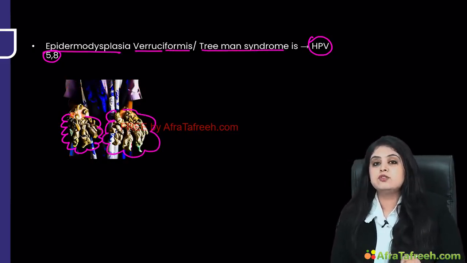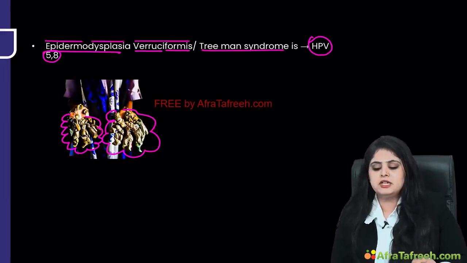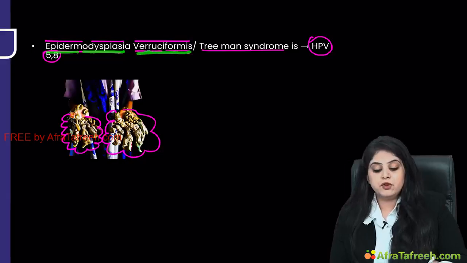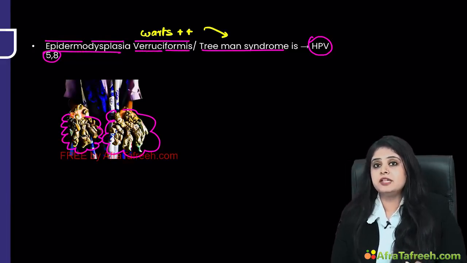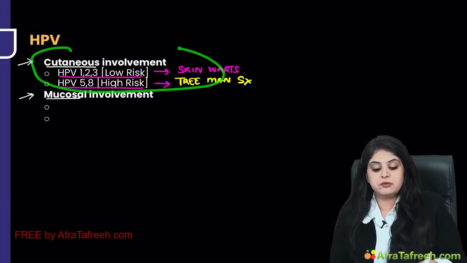Tree man syndrome. This is epidermodysplasia verruciformis. Difficult name, but read it once. Epidermo tells me skin involvement. Epidermodysplasia, something bad is happening. Verruciformis. Verruca means lots and lots of warts are present. So many warts are present that the person starts looking like a tree. So remember, HPV 5 and 8 are going to cause so many warts that it is going to result in tree man syndrome. These are all skin related problems.